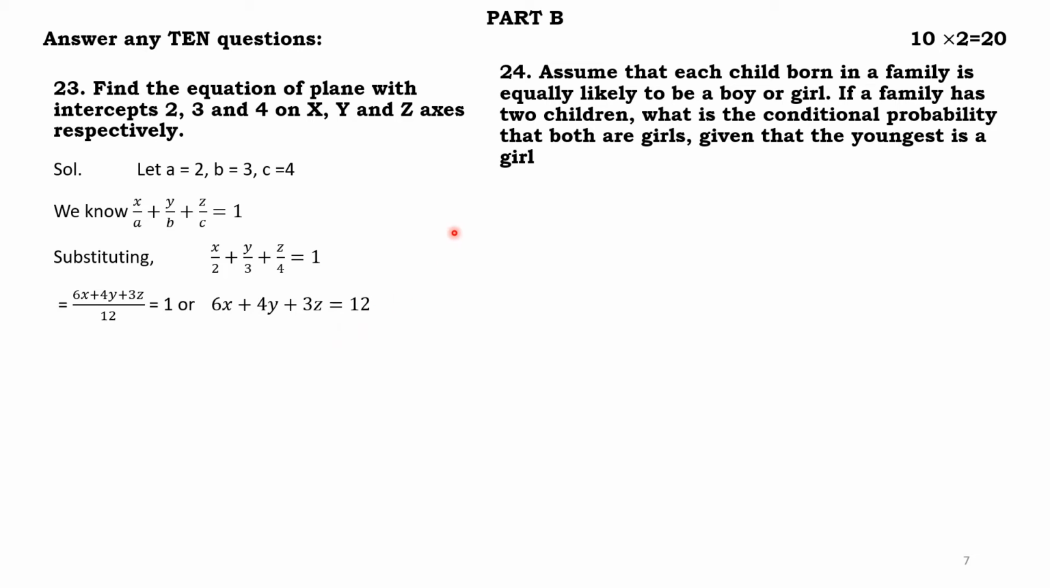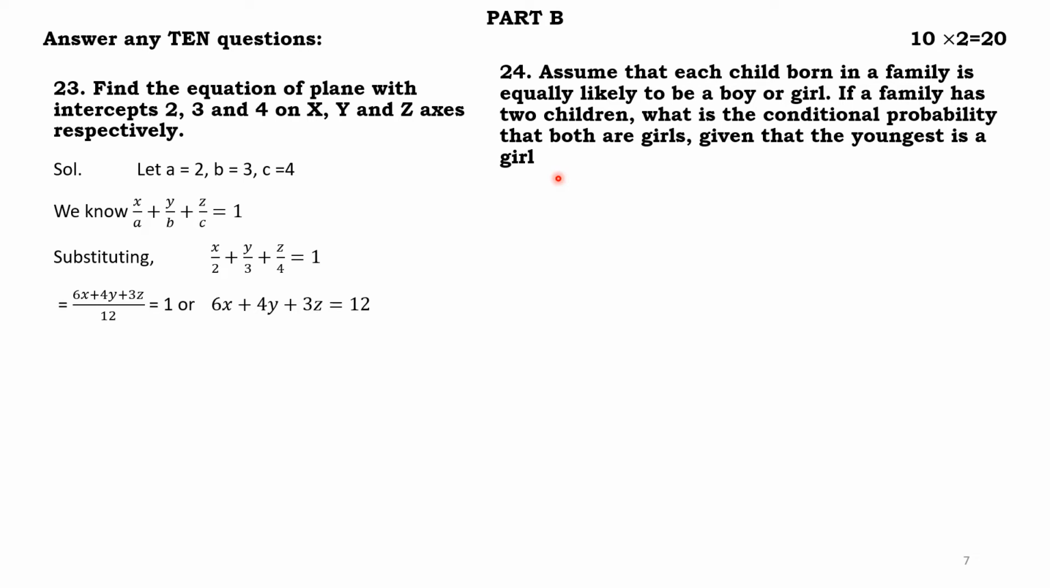Question number 24. Assume that this is on probability. Assume that each child born in a family is equally likely to be a boy or girl. If a family has 2 children, what is the conditional probability that both are girls, given that the youngest is a girl?